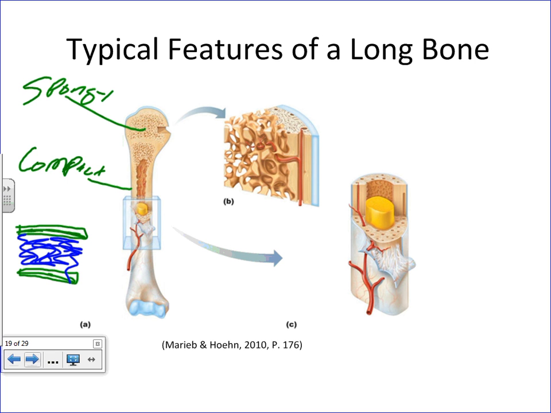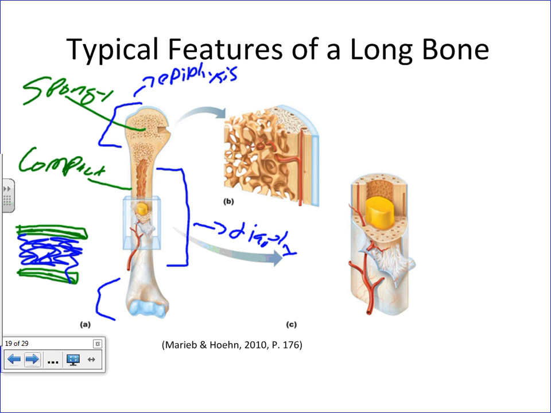Now, this spongy bone within long bones is going to be located within the enlarged ends. The enlarged ends are what we call the epiphysis, or epiphyses for plural. The shaft of the long bone is what we call the diaphysis. The shaft is the diaphysis, so understand these terms. The epiphyses are the enlarged ends of the long bones that contain spongy bone, and the diaphysis is the shaft, or the lengthened middle portion of long bones, and these are composed of compact bone.